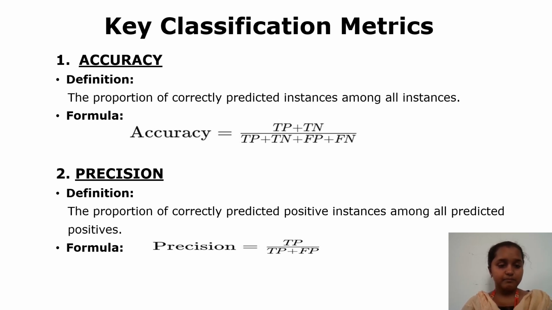And the next one is precision. The definition of precision is the proportion of correctly predicted positive instances among all predicted positives. The formula is: precision equals the ratio between true positive and the sum of true positive and false positive, that is TP by TP plus FP.